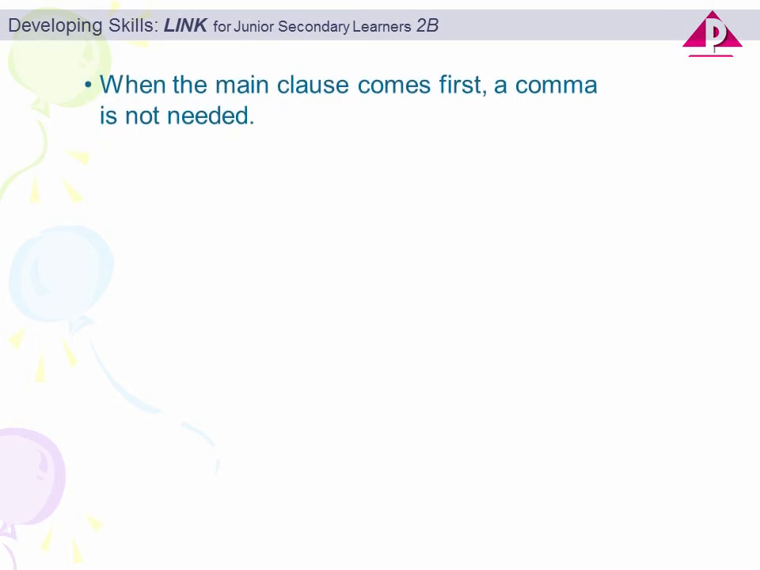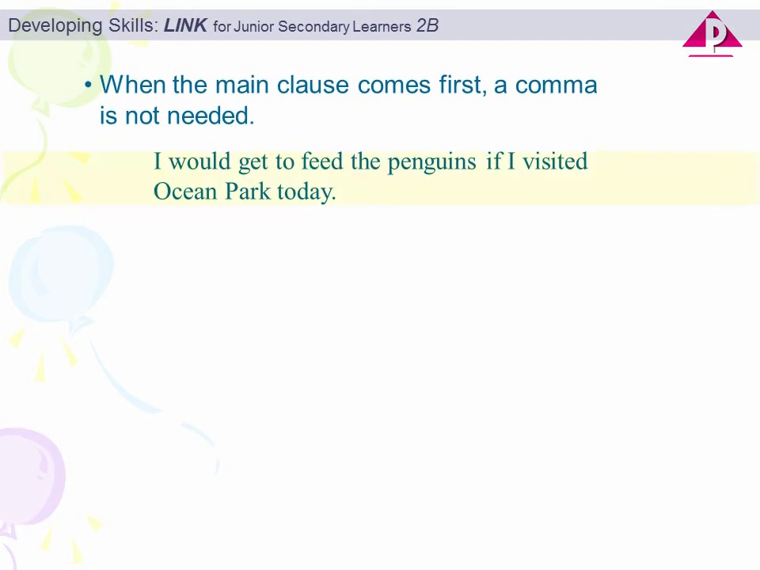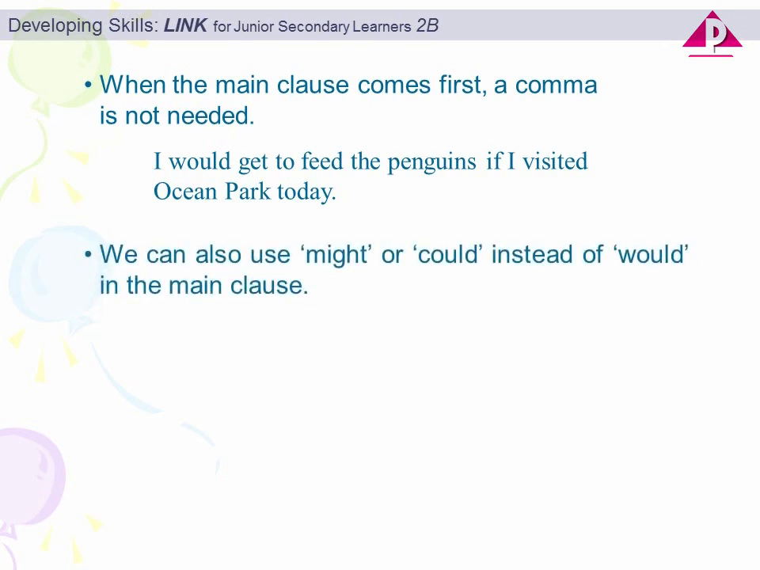As with type 0 and type 1 conditionals, a comma is not needed when the main clause comes first. Here is an example. I would get to feed the penguins if I visited Ocean Park today. We can also use might or could instead of would in the main clause.